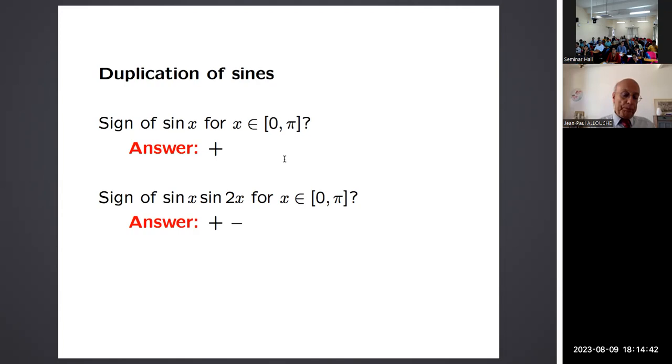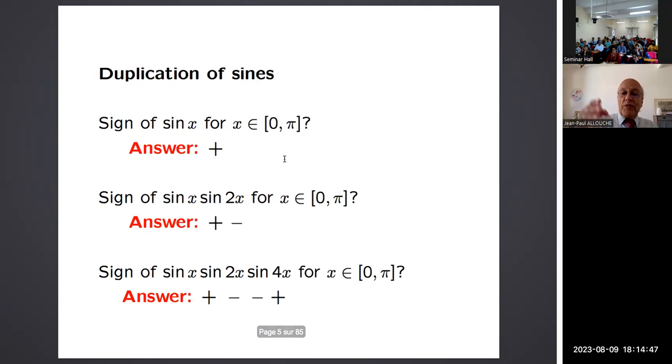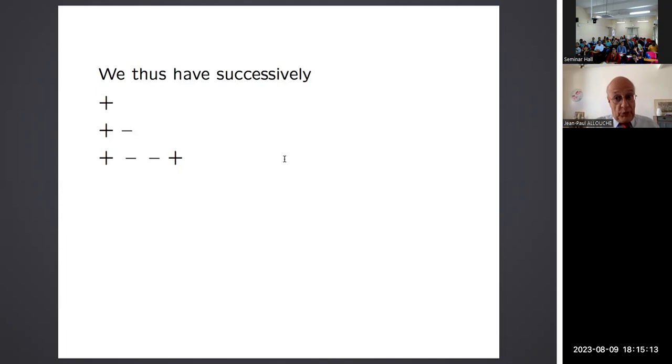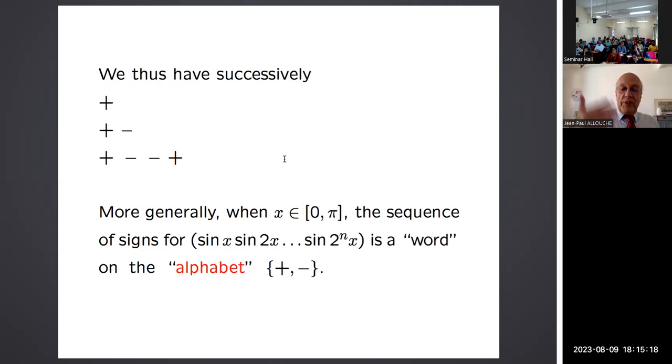Now, if I duplicate once more and I look at the function sine x, sine 2x, sine 4x on the same interval, now each of the previous intervals is going to be split into two sub-intervals, and the signs you're going to get are plus, minus, minus, plus. Again, plus means positive or zero, minus means negative or zero. Okay, in other words, if you forget about the sine, you had plus, then plus minus, then plus minus minus plus.